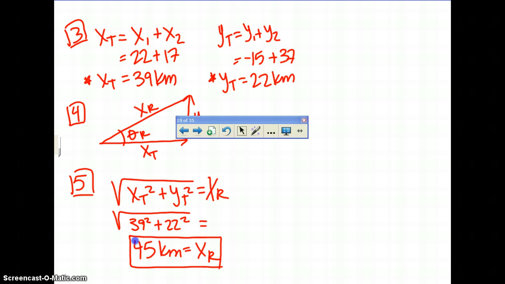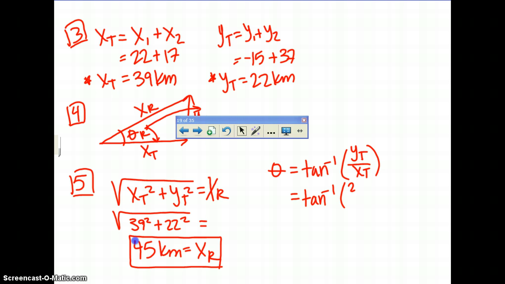All right, ask yourself, on this triangle, did I draw a bow tie or an hourglass? Well, you drew a bow tie because you're going opposite over adjacent. So that would be y total over x total. So in our calculators, we want to put the inverse tan of 22 divided by 39. That answer comes out to be 29, ironically enough.